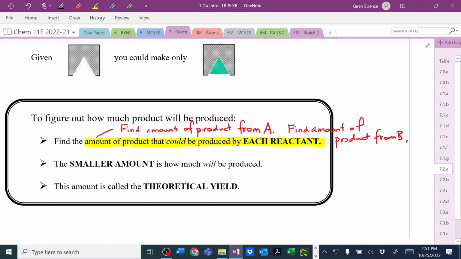And that is called the theoretical yield. The word yield means how much you get. It's not the kind of yield that you learn on your driving test. Okay, different kind of yield. Yield means how much is produced.